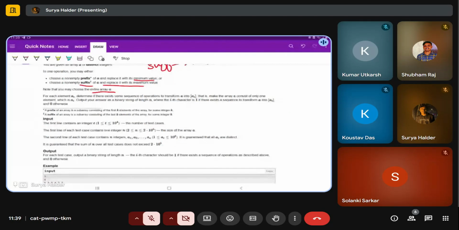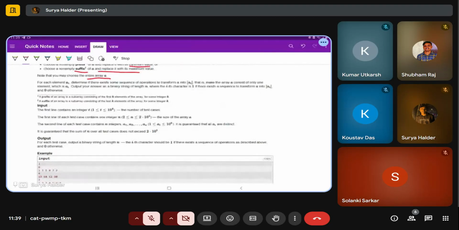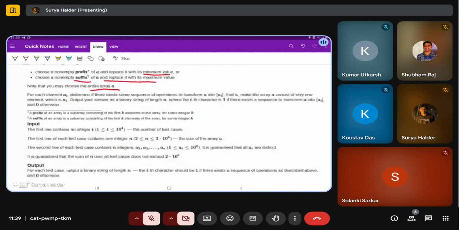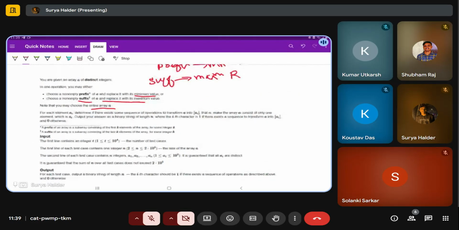For an element AI, there exists a sequence. For each element AI, determine if there exists some sequence of operations to transform A into AI. So for every index, I must check whether it is possible to reduce my entire array into an array of length 1 such that the element in that array is AI, means the element at that index.